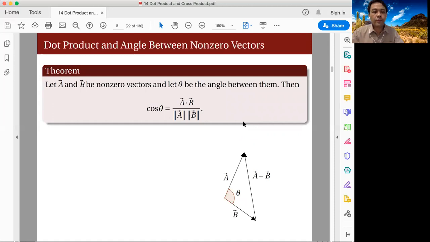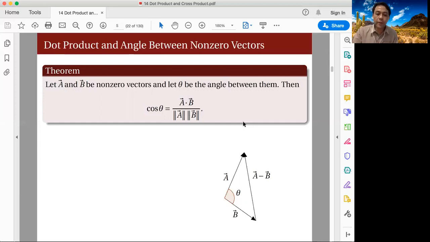So we have this theorem. Suppose that A and B are non-zero vectors, and let theta be the angle between them. Then the cosine of theta, or the cosine of the angle between them, equals the quotient of the dot product of the two vectors and the product of their magnitudes. Okay, so in the numerator, you get the dot product, and then in the denominator, you just multiply the magnitudes.